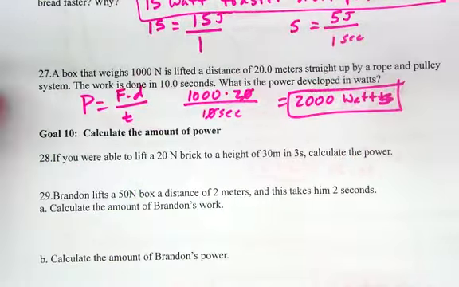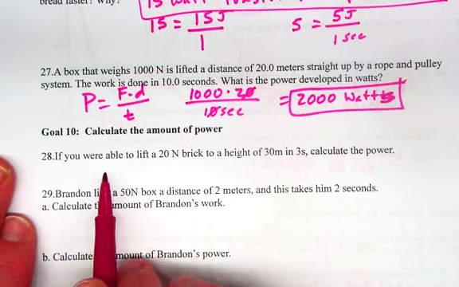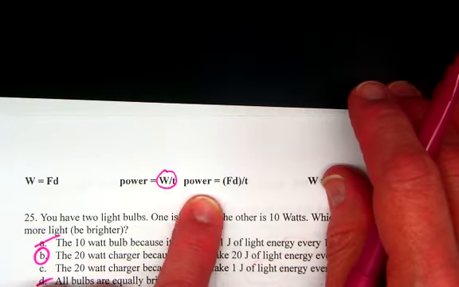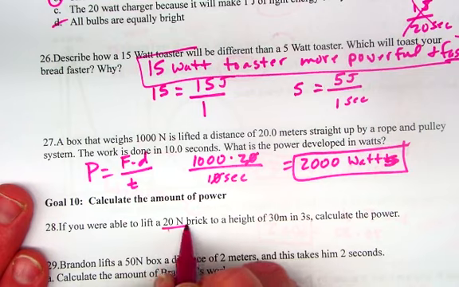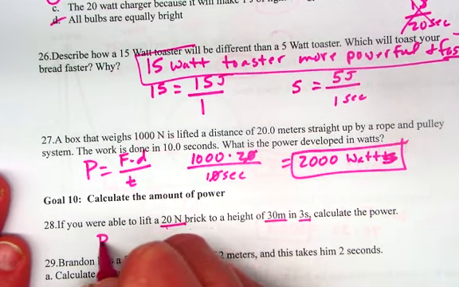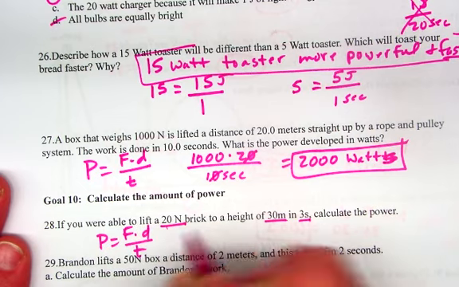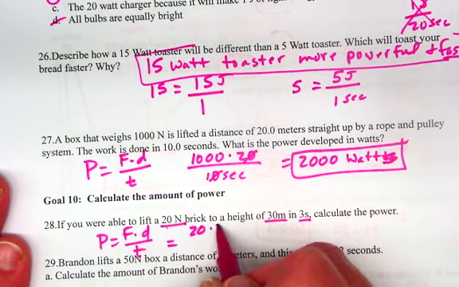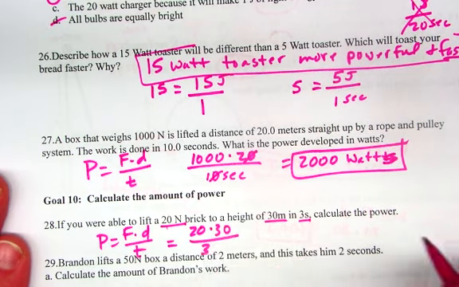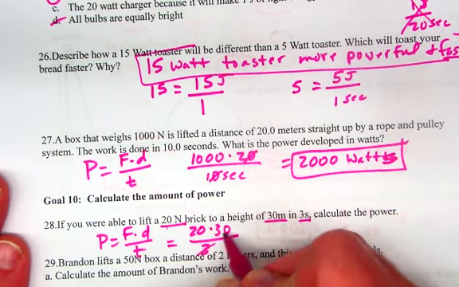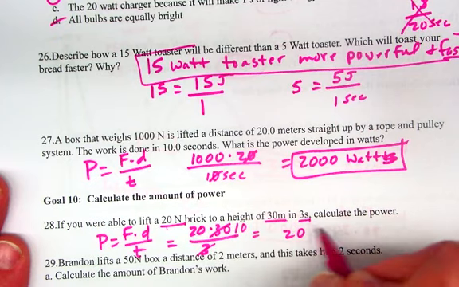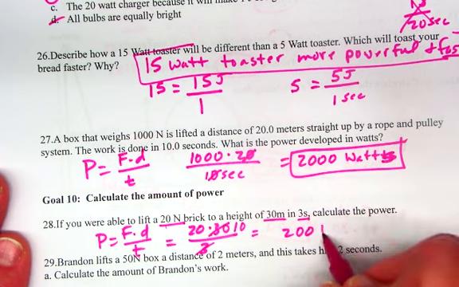The final 3 problems are similar to that. You're going to calculate the power. So we're going to use the equation either work over time or force times distance over time. In this case, they give us force, height, and time. So we're going to use the same equation, force times distance over time. The force is 20 newtons. The distance is 30 meters. The time is 3 seconds. So divide 3 into 30, turns out to be 10. So this would be 20 with a 0, so 200 watts would be our answer here.